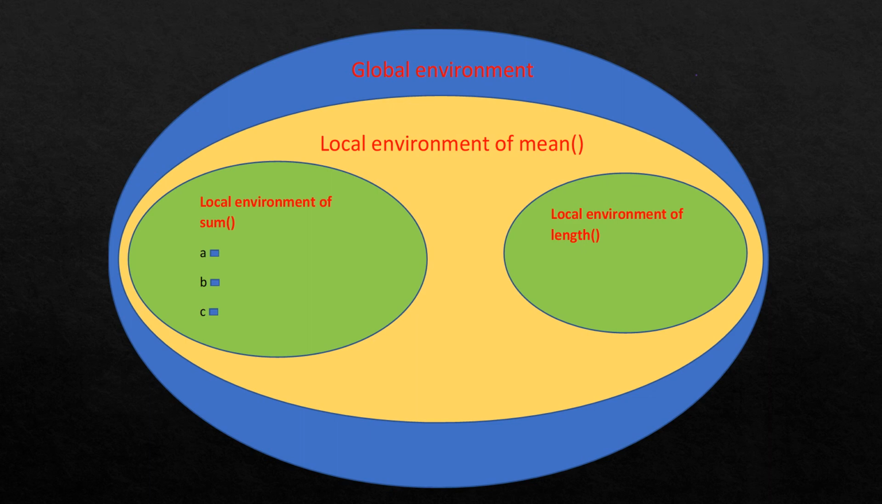As you can see in this picture, there is a global environment for the program. Then within that, the local environment of the main function is there. Within the local environment of the main function, there are the local environment of the sum function and the local environment of the length function with the corresponding variables. Those are present here. So this is how we can represent the environment when line number 10 is being executed.